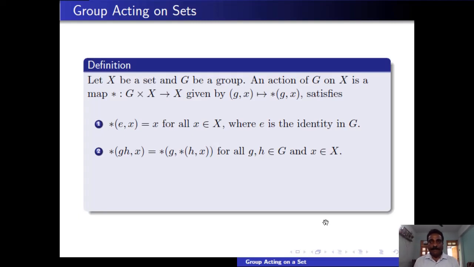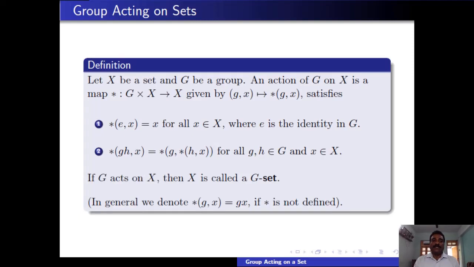The first one is star of (e, x) is equal to x for all x in X, where e is the identity element of G. And the second property is that star of (gh, x) is equal to star of (g, star of (h, x)) for all g and h belonging to G and x in X. If G acts on X, then X is called a G-set.